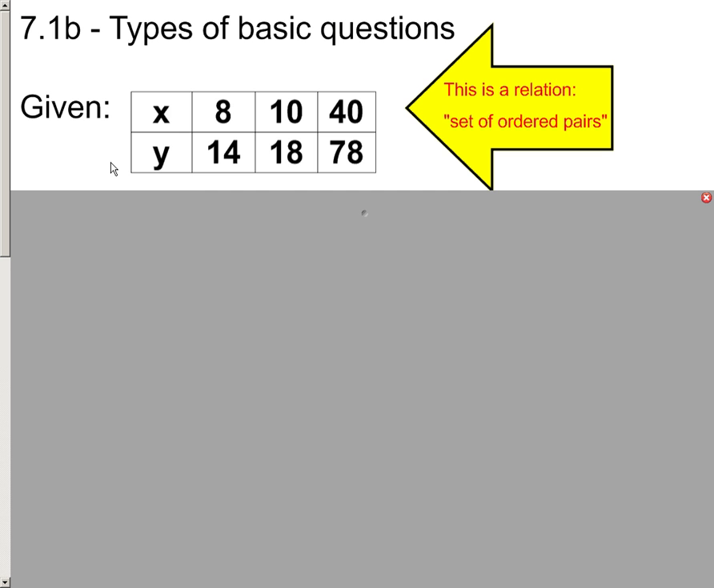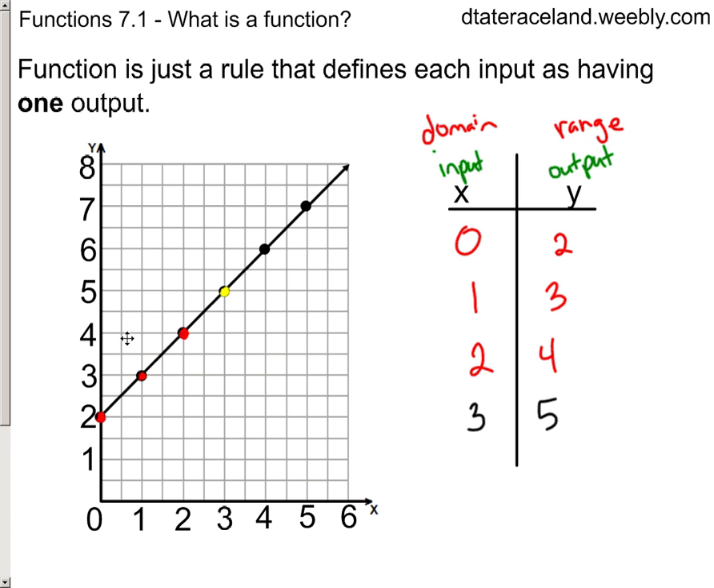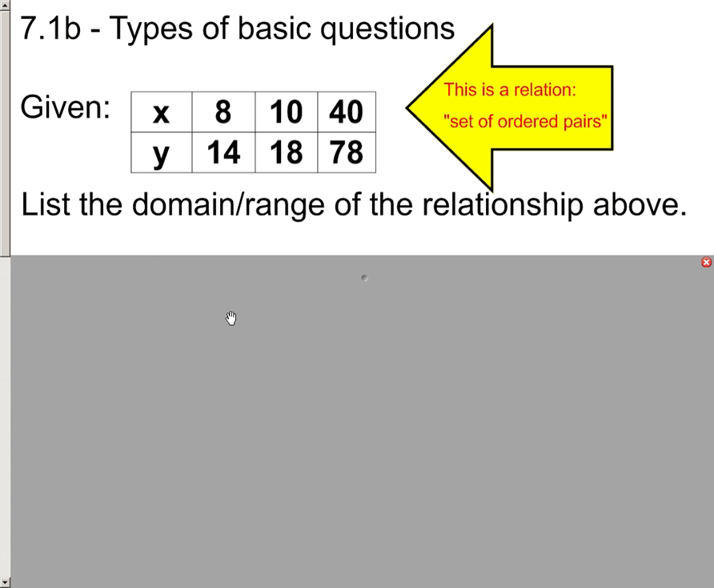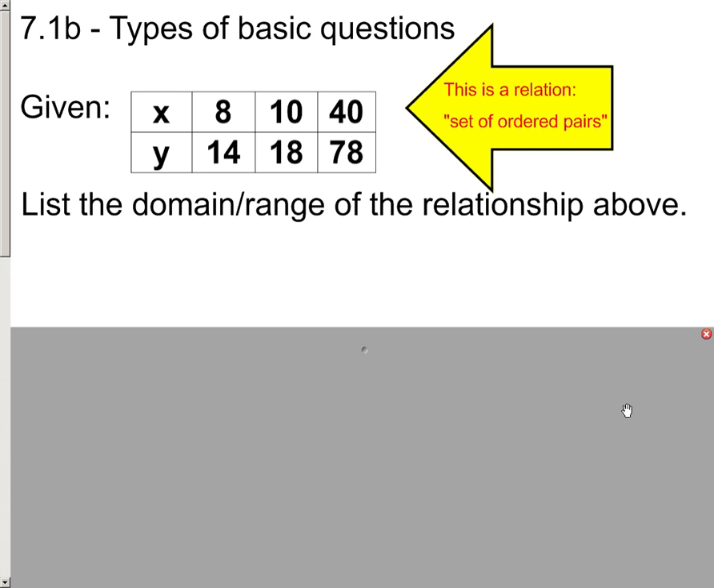So any way that we give you the information, whether it be a horizontal table, whether it be a graph, or whether it be a vertical table, it's just a set of ordered pairs. So there's no worries about that, okay? A relation is just a bunch of data taken from the points that's been graphed. And they're going to give you this, and they're going to say, would you please list the domain and range of the relationship above?